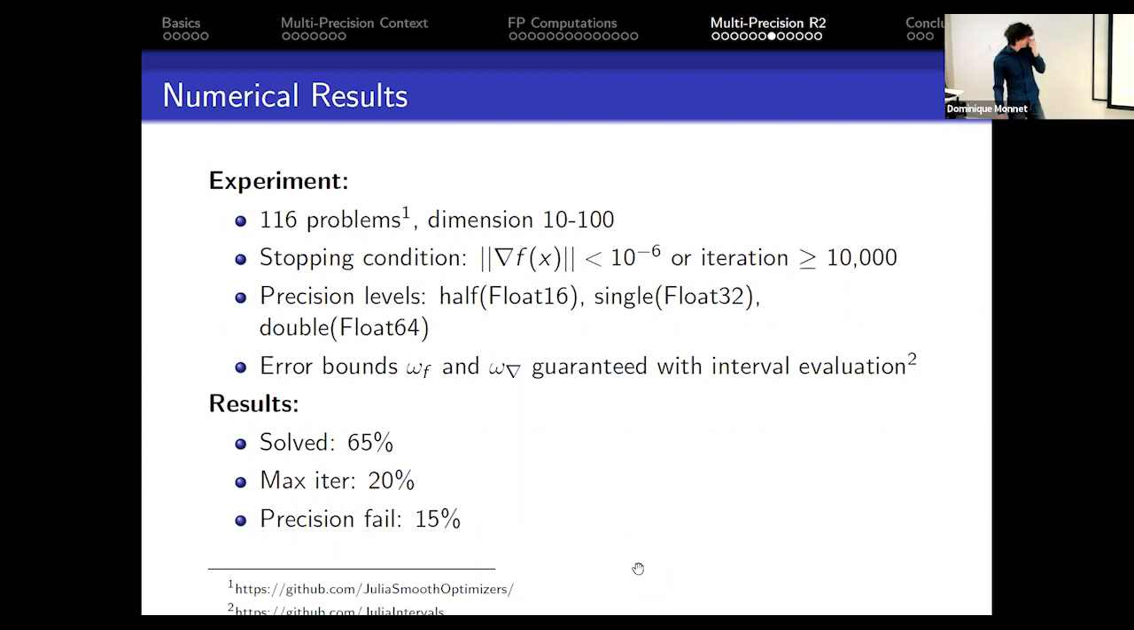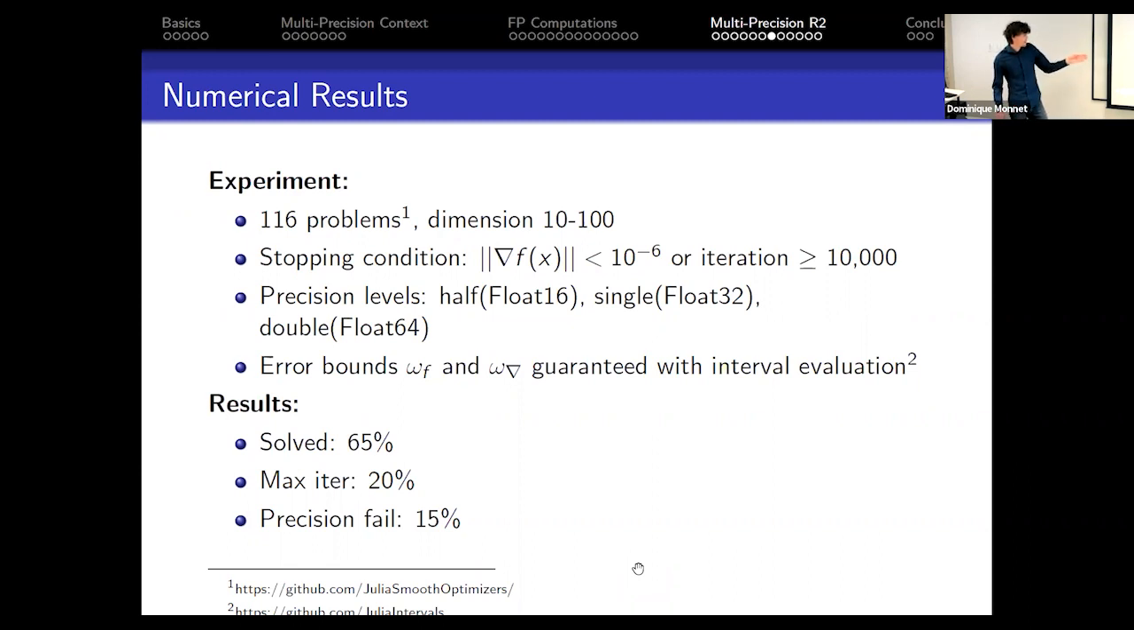So what are the results? The result is that we can solve, that is, reach a local minimum with this condition, gradient norm smaller than 10 to the power minus 6, for 65% of the problems. For 20% of the problems, we reach the maximum number of iterations that was allowed. That tells you that, remember, it's a first order method, like gradient descent, not very efficient compared to second order methods that you've probably seen.